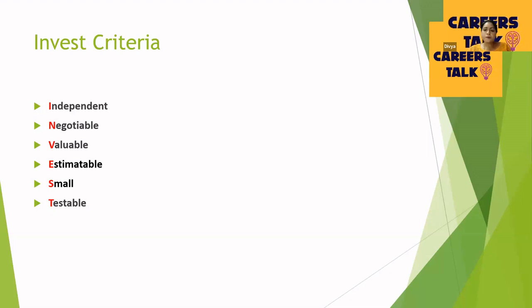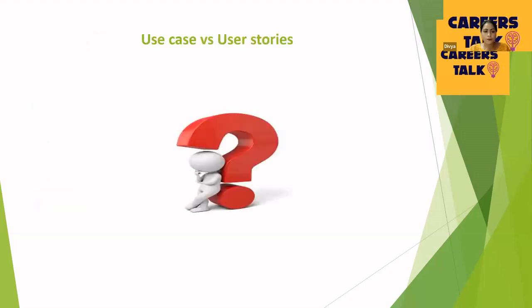And next, testable. You should be able to test that user story, so that the developed user story is completed and it is providing the value that has been promised to the customer. So these are the different things that you need to consider while writing a user story.